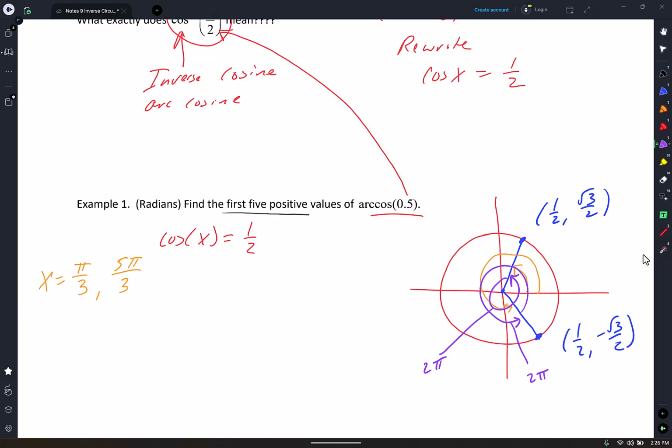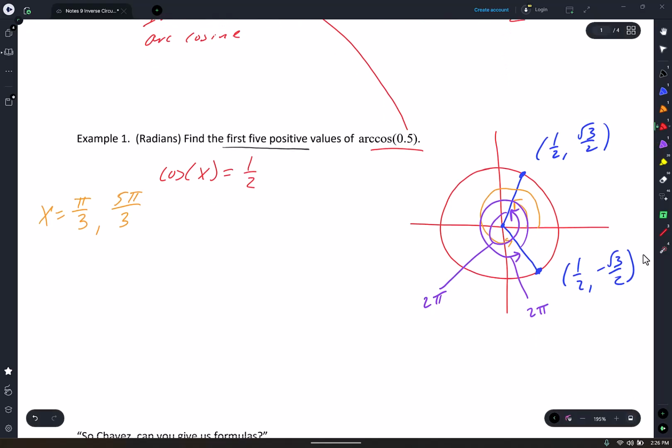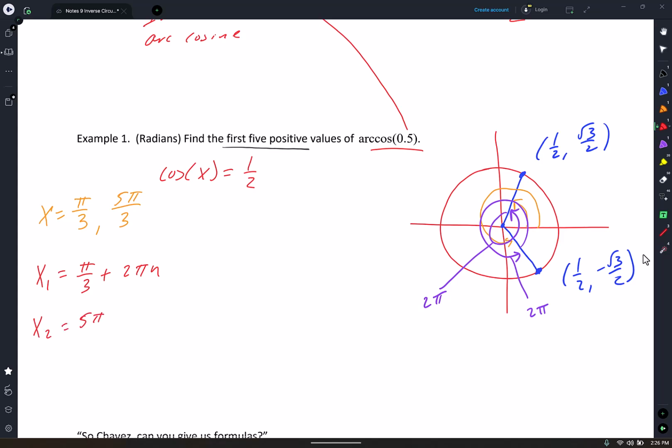All right, so here's how we're going to get them, guys. We're going to get them by going x1 equals pi over 3 plus 2 pi n, and then x2 equals 5 pi over 3 plus 2 pi n, where n is an integer. Does that make sense, guys?